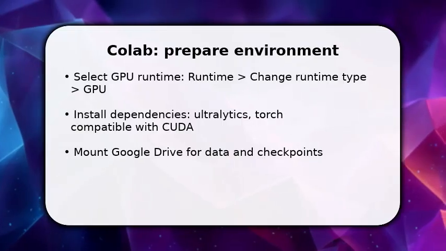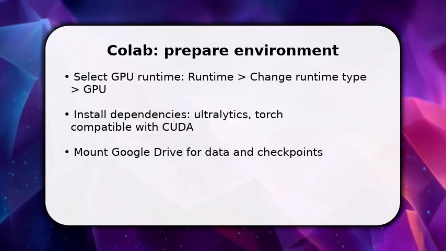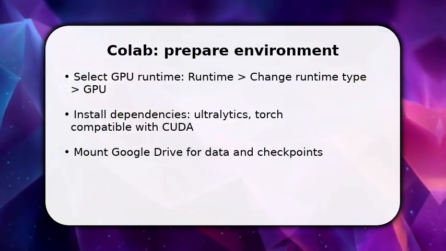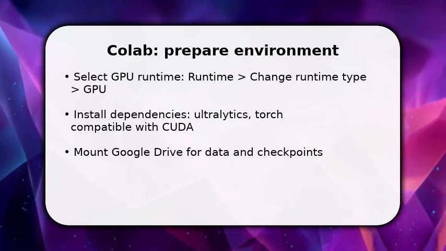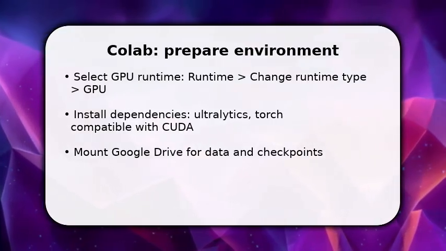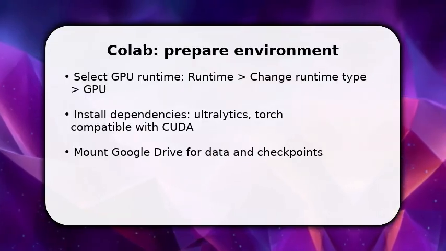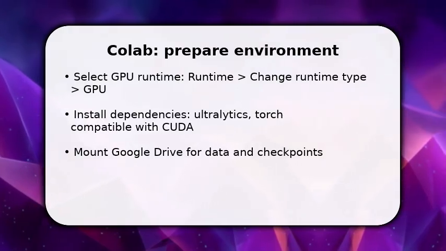You start by selecting a GPU runtime in Colab so training runs acceptably fast. Once done, install Ultralytics and a torch build that matches the Colab CUDA version. This avoids version conflicts. Next, mount your Google Drive to store datasets and models. Make sure folders are organized with clear train/val subfolders.